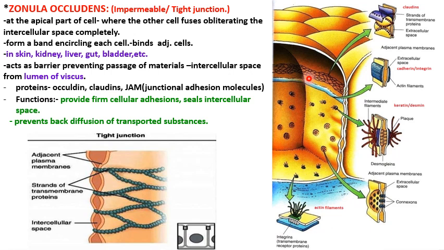And then the proteins present in the zonula occludens: claudins are the main proteins, which also has occludin, and junctional adhesion molecules, which are mainly responsible for this tight closure of the intercellular space. So the main function of this zonula occludens is that it provides firm cellular adherence, sealing the intercellular space, preventing back diffusion of the transported substances. So it is present at the apical part of the cell, encircling the whole of the cell, connecting the cells surrounding that cell.